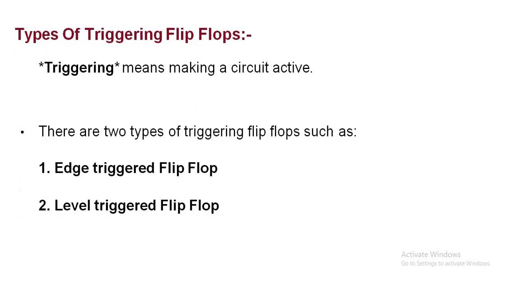Now next part is types of triggering of flip-flop. The triggering is very important in flip-flop because triggering means making a circuit active. If we do not trigger the flip-flop, then the output will not be active. So triggering is very important. There are two types of triggering of flip-flop, edge triggered and level triggered.